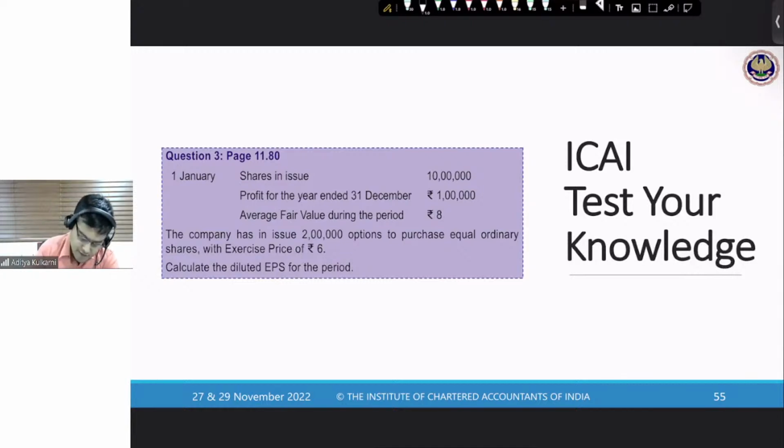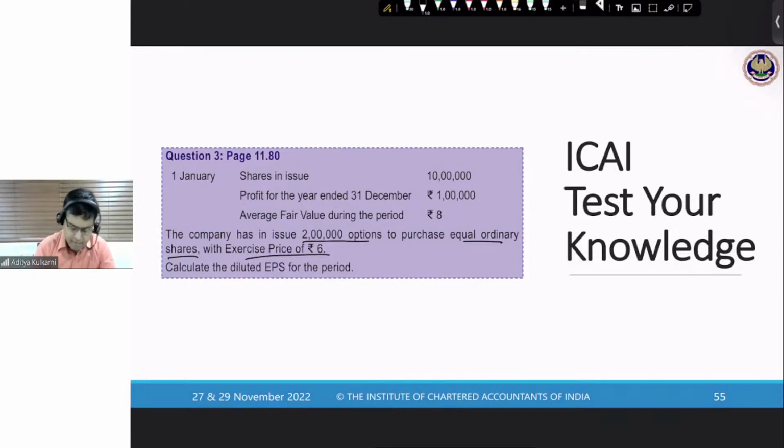Okay, so on 1st January, the number of shares in issue is 10 lakhs. Profit for the year ended 31st December is rupees 1 lakh. Average fair value during the period is rupees 8. The company has in issue 2 lakh options to purchase equal ordinary shares with an exercise price of 6. Calculate the diluted EPS for the period.